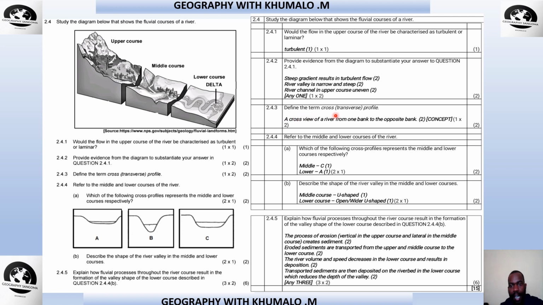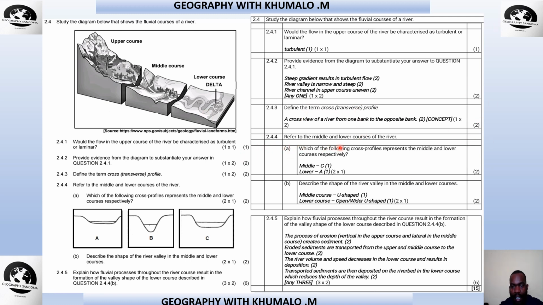2.4.3, define the term cross or transverse profile. There's a difference between transverse and longitudinal. Now the transverse profile, grade 12, is a cross view, or the view of a river from one riverbank to the opposite riverbank. That was a definition for 2 marks.